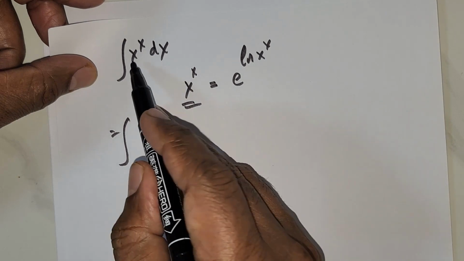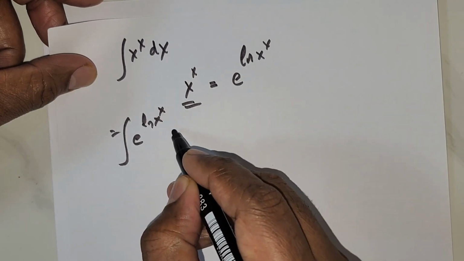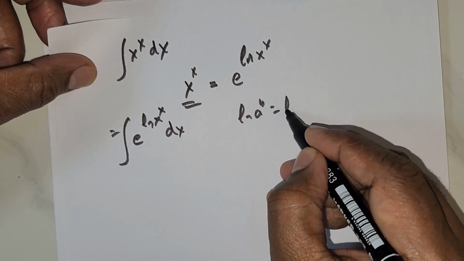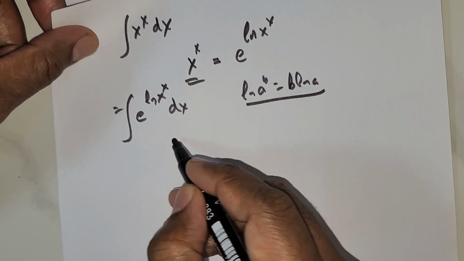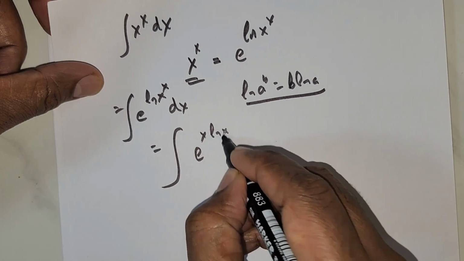So this would mean the integral of x raised to the power of x is going to be the integral of e raised to the power of ln of x raised to the power of x times dx. Now from logarithms, ln a raised to the power of b is equal to b times ln a. By that formula, this is going to be the integral of e raised to the power of x times ln x, times dx.